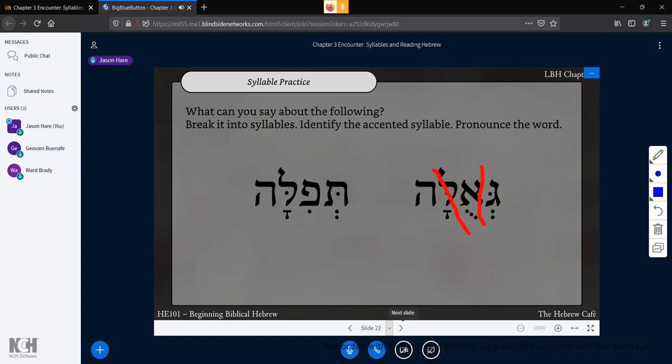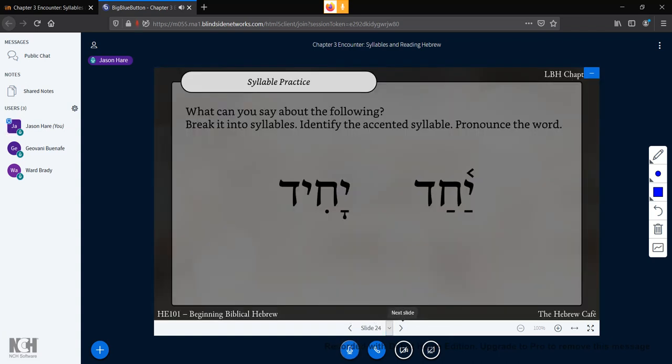Okay, next. Ah, that's the same. Did I make two of the same slide? 22, 23, they're the same. Sorry about that. Okay, this looks at the stress and how it affects syllable break and long and short vowels. Okay, Ward, go ahead with both of the words if you don't mind. They are pretty easy compared to what we've done so far.